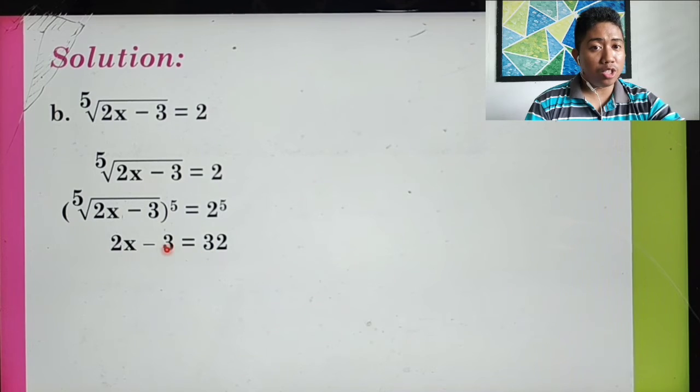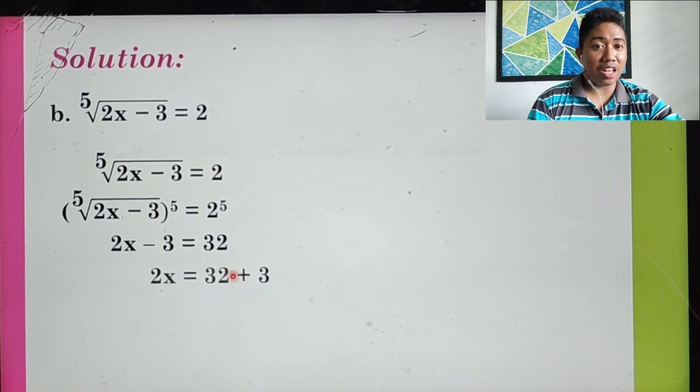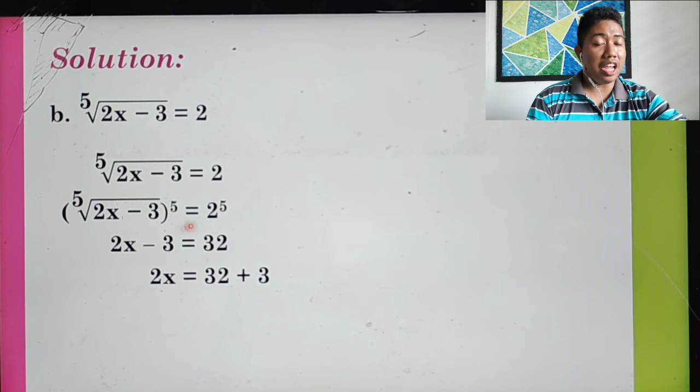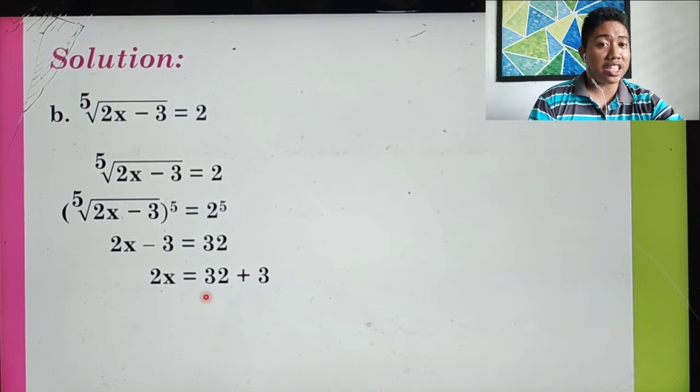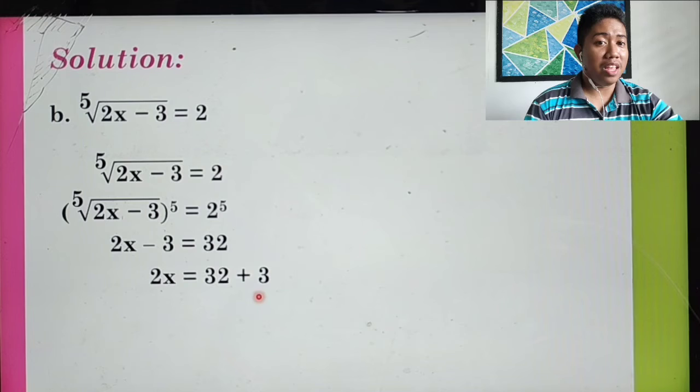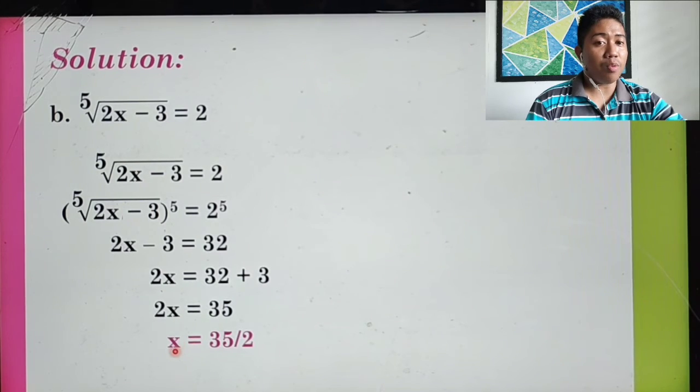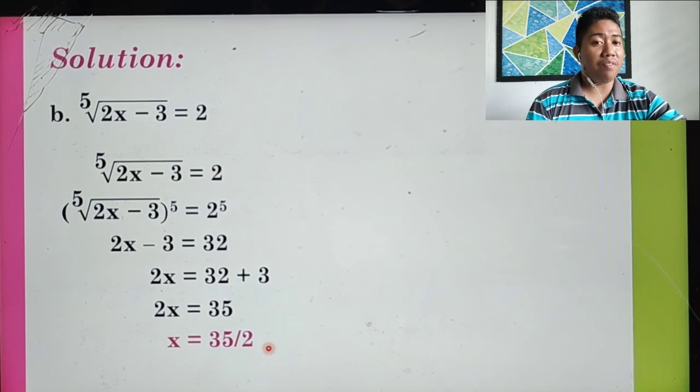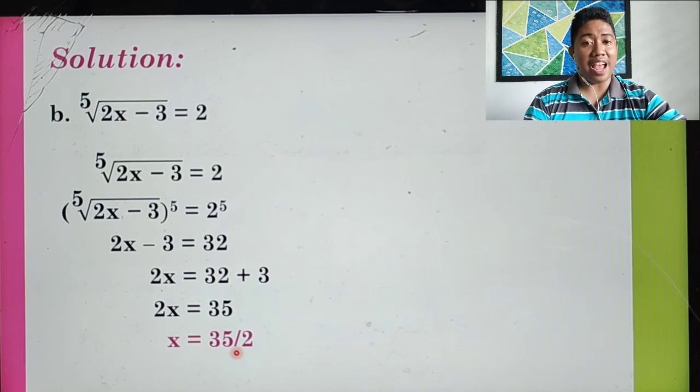And then we isolate. Transfer negative 3 to the other side of the equation. So negative 3 becomes positive 3. So that is 2x is equal to 32 plus 3, and we get the sum, which is 35. So 2x equals 35. Therefore, x is equal to 35 over 2. Always remember to express the answers as a common fraction. So that is the final answer.